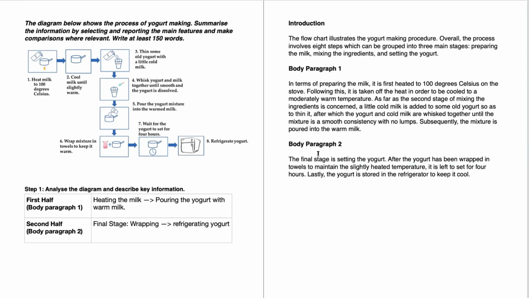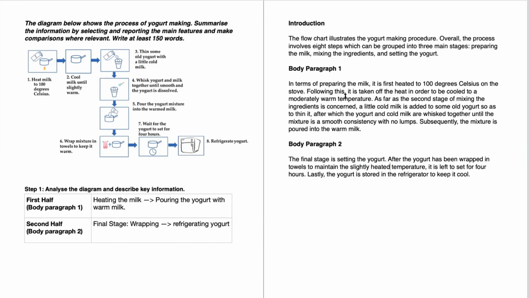So let's look at this body paragraph 2. The final stage, like we said, is setting the yogurt. So I'm looking at step 6. After the yogurt has been wrapped in towels to maintain the slightly heated temperature, it is left to set for 4 hours. So notice how I have included 6 first and then 7, but I have used this nice word after. So I've sort of included both steps in one sentence. And then we see lastly, the yogurt is stored in the refrigerator to keep it cool. And of course, I've just added that again to keep it cool, even though we don't see it necessarily in our diagram.